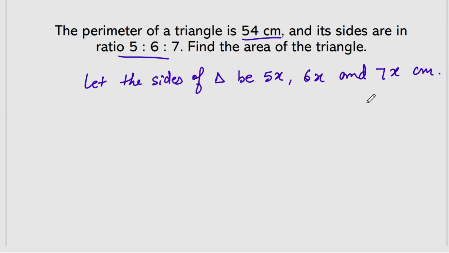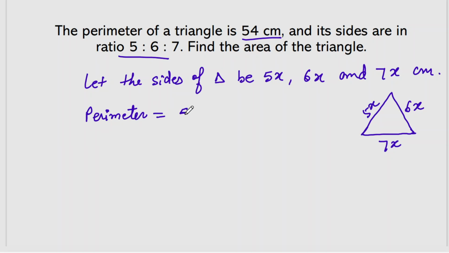Now that means I have got a triangle whose sides are given as 5x, 6x and 7x. So perimeter will be equal to the sum of the sides. So what is the perimeter? It is 5x plus 6x plus 7x. Always remember, whenever you are asked to find the perimeter of any triangle, just add the lengths of the sides. So perimeter is given as 54. So 54 centimeter equals, this is 18x.